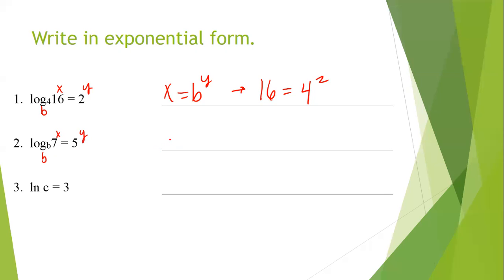Okay, again, it's b, x, y. And so when we write this, our x is 7, our b is b, and our y is 5. So that written as an exponential is 7 equals b to the 5. Okay. Natural log runs a little different. When you see natural log, your b equals e. So you have your b, your x, and your y. So this is saying c equals e to the 3rd power.